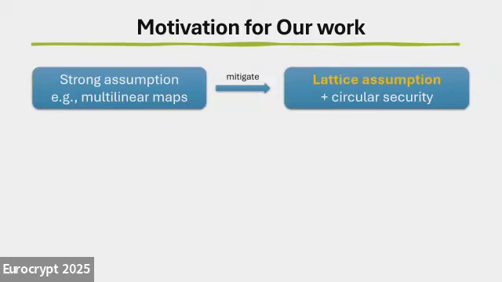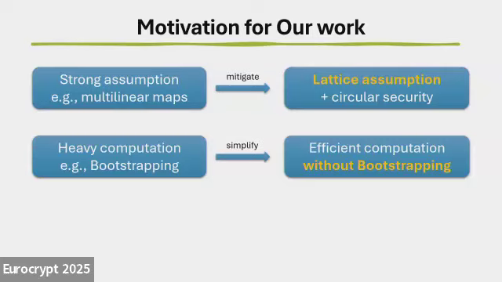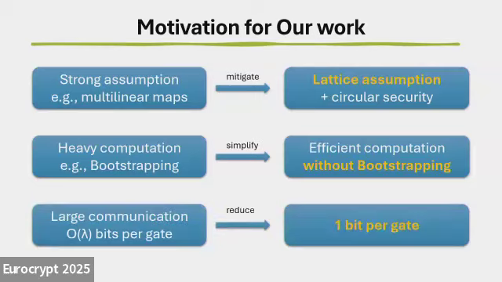We use moderate assumptions, like a lattice assumption with circular security. This is the same assumption used by FHE, but unlike FHE, which needs bootstrapping, we don't use bootstrapping. The garbling is very efficient. Per gate, we only use a constant number of homomorphic operations. We use circular security for another reason, which I will tell you later. And for the communication, we reduce it from linear cost to a constant, which is a single bit.